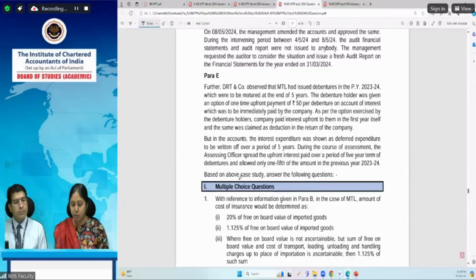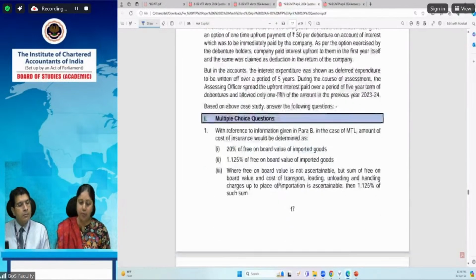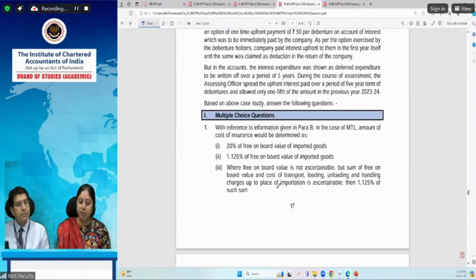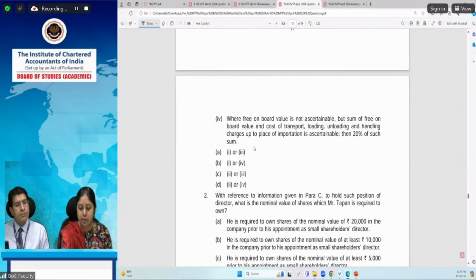Yes. So the first MCQ is with regard to the customs portion of the indirect tax laws. It provides that with reference to information given in para B, in case of MTL, the amount of cost of insurance would be determined as, there are 4 options which are available. And then out of these 4 options, the combination of options which are correct is given afterwards.